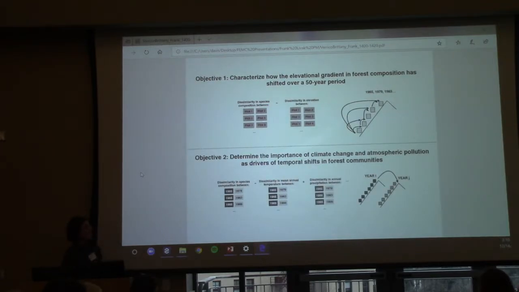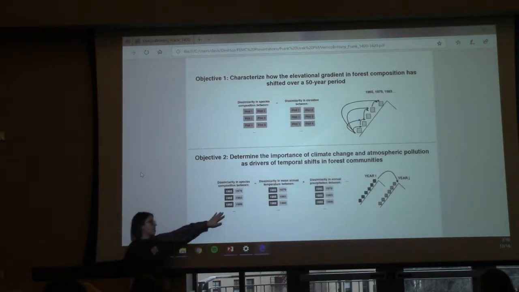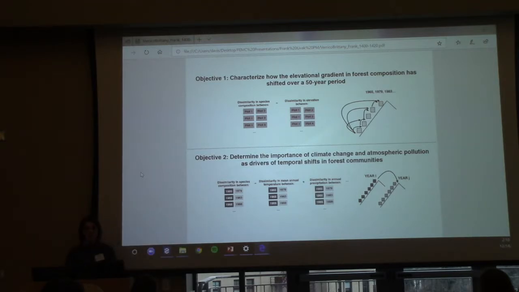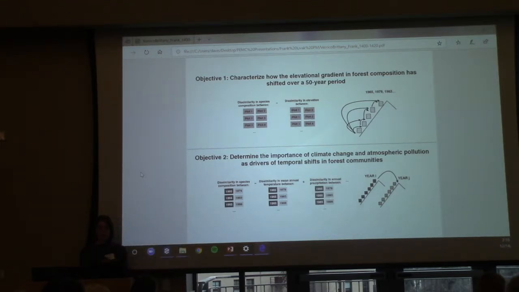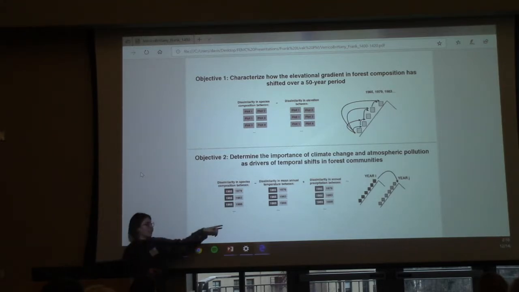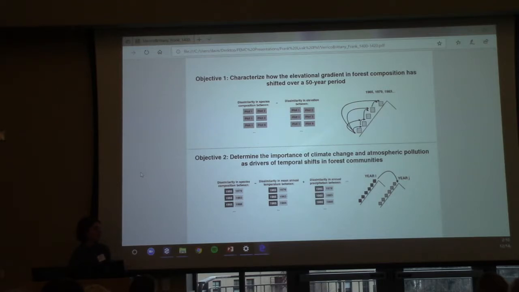Similarly, for objective two, rather than looking at plots, we're comparing across time here. So I pulled the entire forest community on Camel's Hump in a given year, say for 1965, and I'm comparing the species composition in 1965 to 1979 as a function of how different mean annual temperature was between those two years, same with precipitation and the atmospheric pollution variables as well.